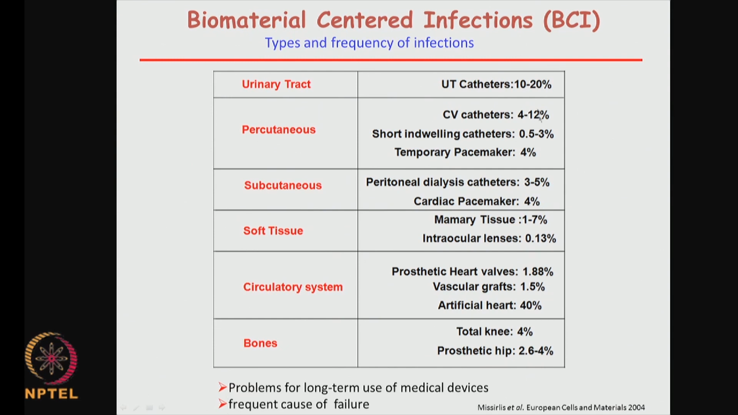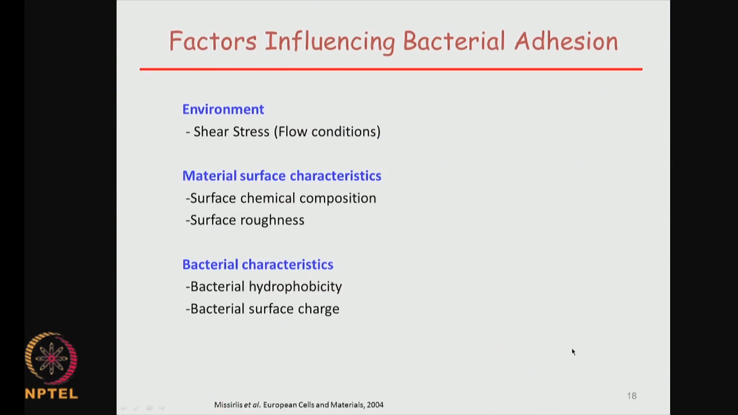These numbers were obtained from this particular reference. So, what are the factors influencing bacterial adhesion? Environment: if there is continuous flow or if there is stagnant flow. If there is a continuous flow, shear forces can prevent biofilm formation, whereas if it is stagnant, then this can lead to biofilm attachment.